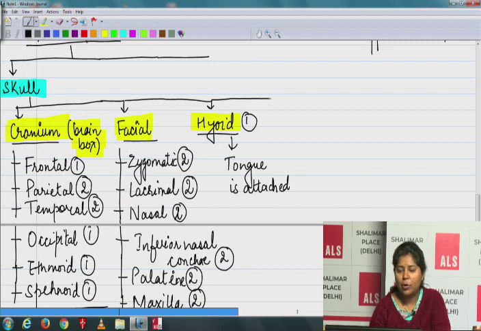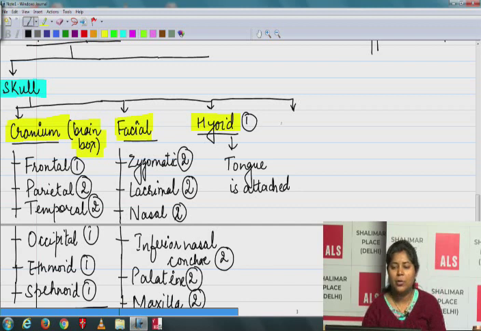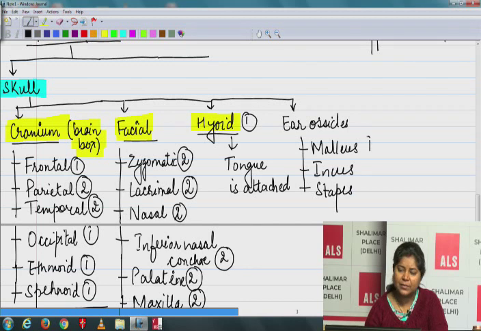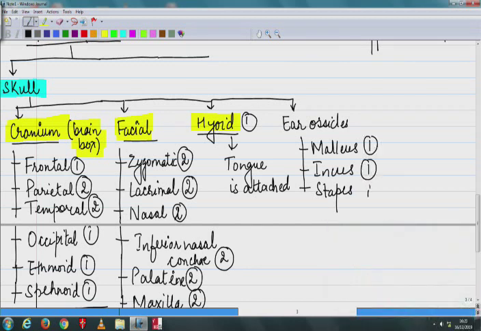Now, we'll talk about ears. We have 2 ears. Now, in the internal part, the middle ear, they have ear ossicles. Ear ossicles are the part of your middle ear. Now, ear ossicles, there are 3 in number. Malleus, incus, and stapes. 1 malleus, 1 incus, 1 stapes.